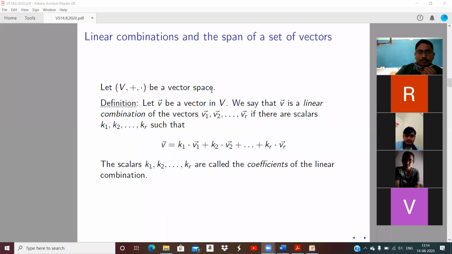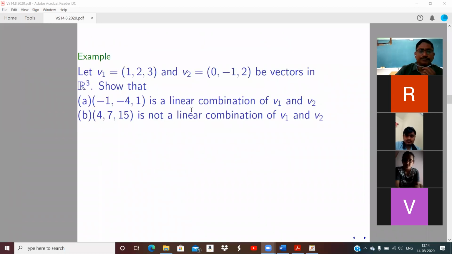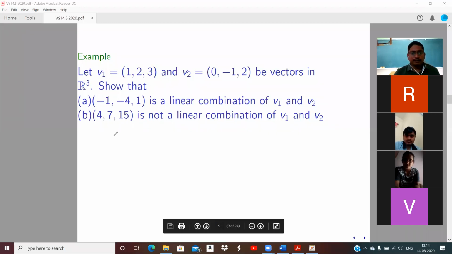Now we'll see this definition later. For that we'll have an example. Read this example carefully.